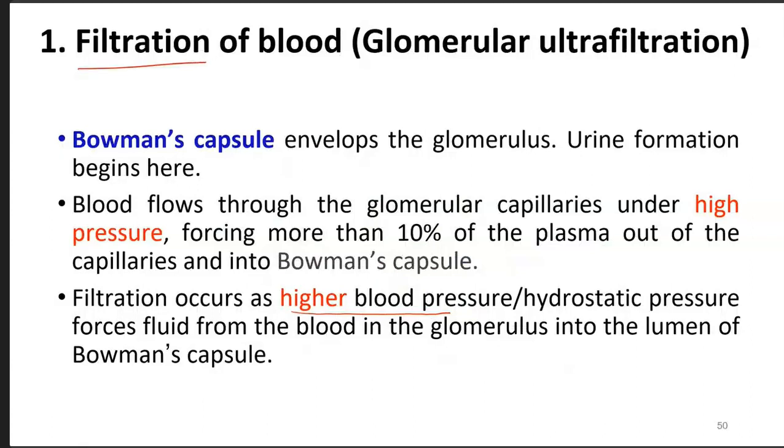So the first process that occurs is the filtration of blood. The process occurs in the glomerulus. We call it glomerular ultrafiltration. The Bowman capsule envelops, or surrounds, the glomerulus. Urine formation begins here. Blood flows through the glomerular capillary under high pressure, forcing more than 10% of the plasma out of the capillary into the Bowman capsule. Filtration occurs as higher blood pressure or hydrostatic pressure forces fluid from the blood into the lumen of the Bowman capsule.